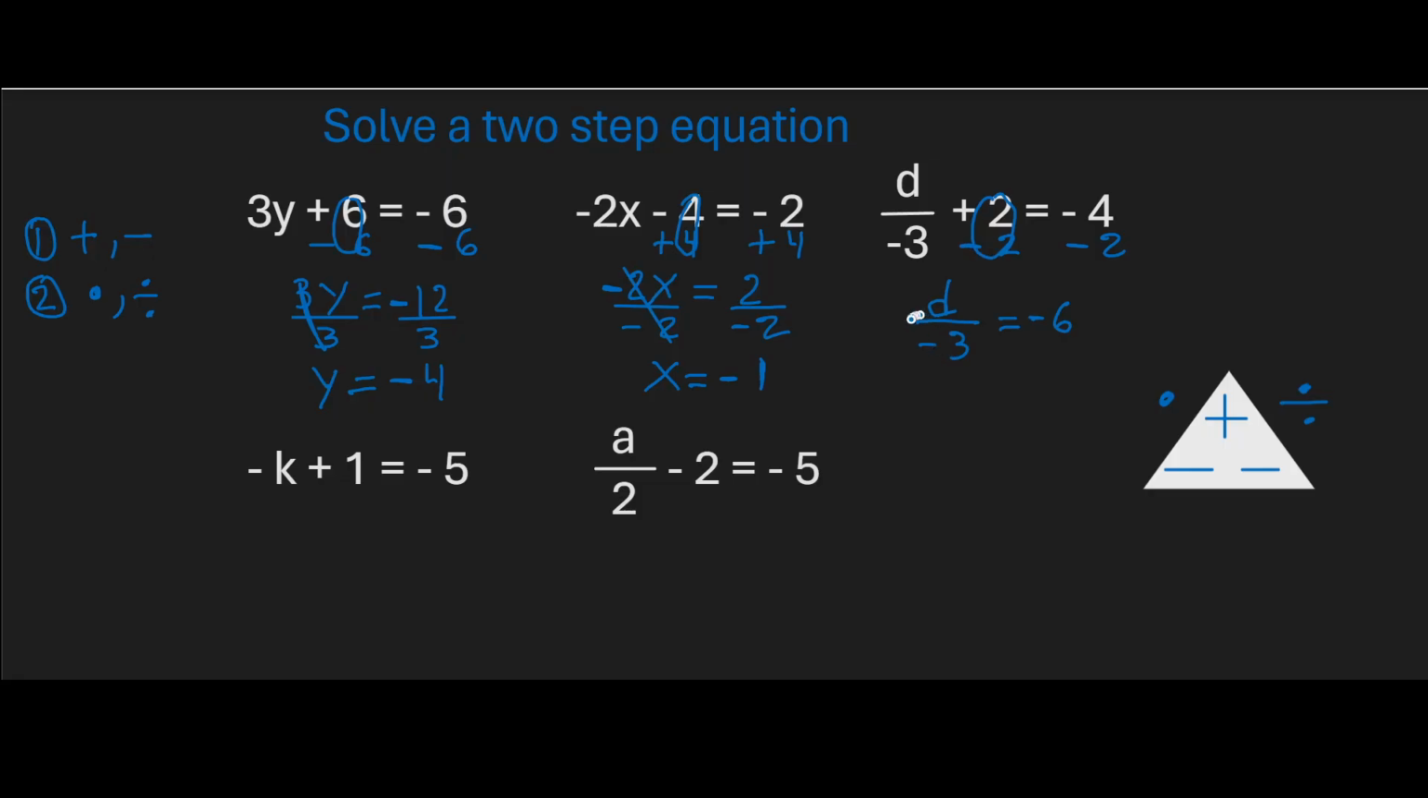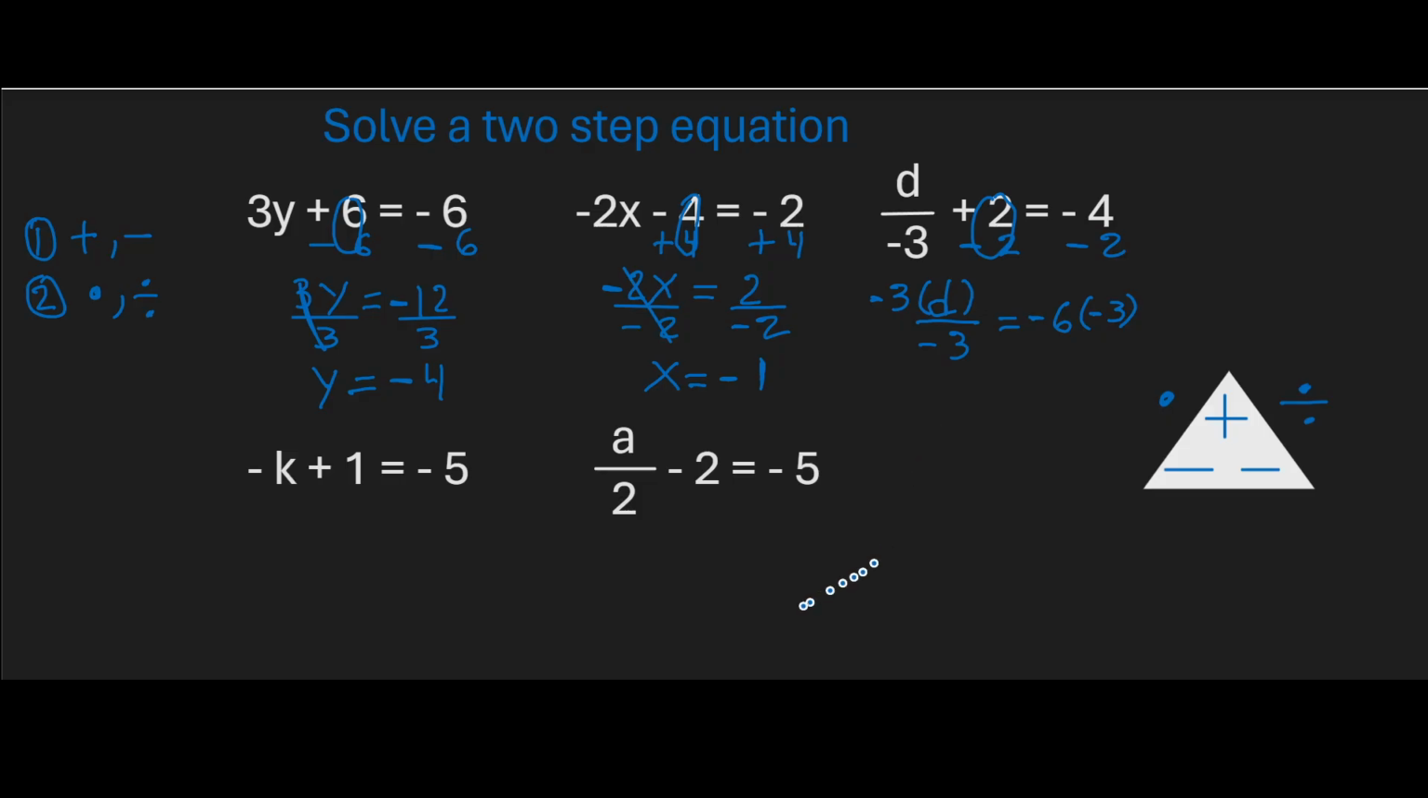Step number 2, we're gonna do the opposite of dividing. The opposite of dividing is multiplying. So what I'm gonna do is I'm gonna multiply by -3. Parenthesis means that you are multiplying. So multiply by -3. Okay.